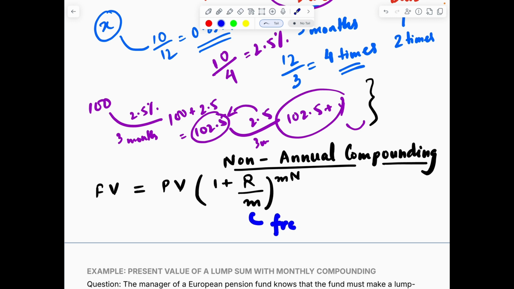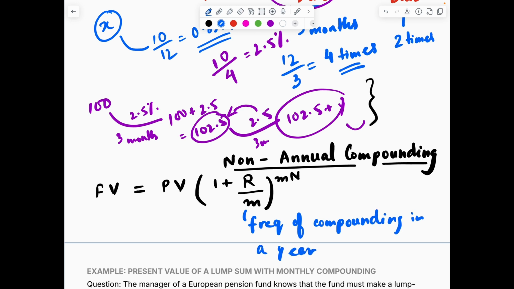Frequency of compounding in a year. Okay.